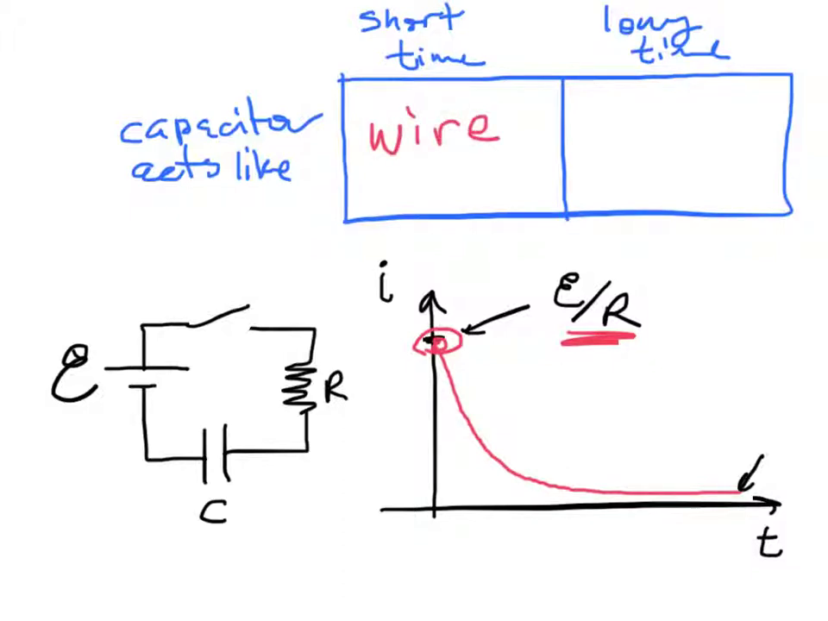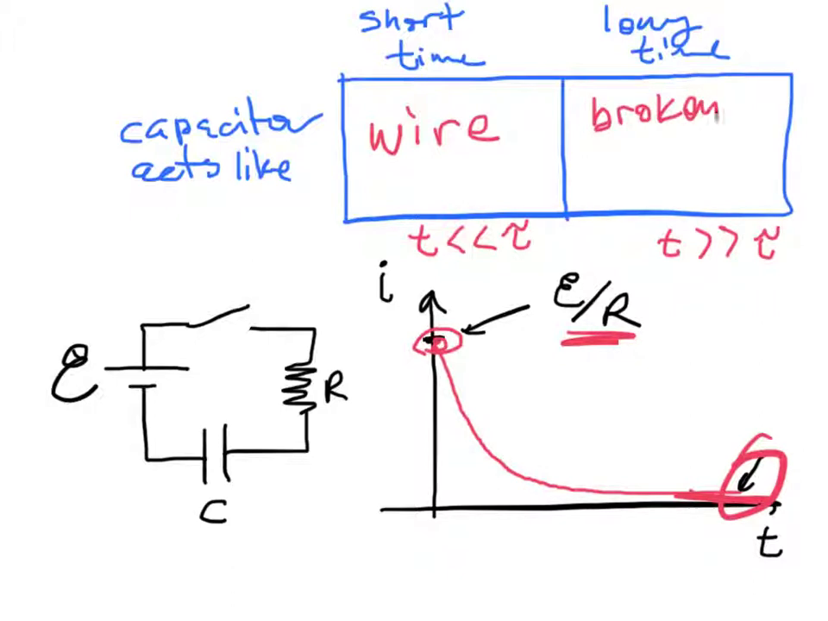But at the long term, where the time is much, much greater than tau, basically we get no current down here. And so after a long time, when the capacitor is really charged up, it's not going to charge up anymore. So this acts like a broken wire.